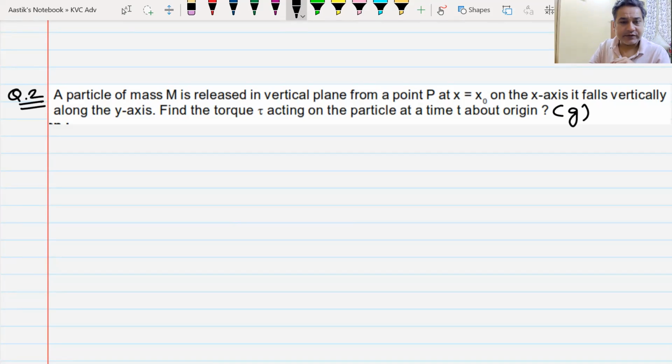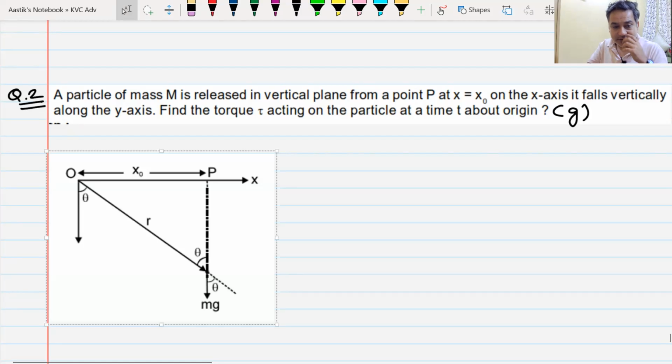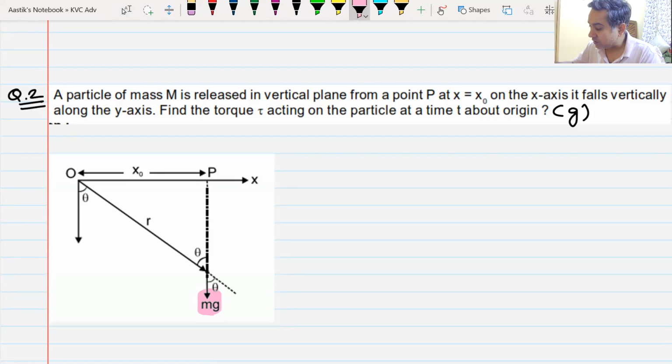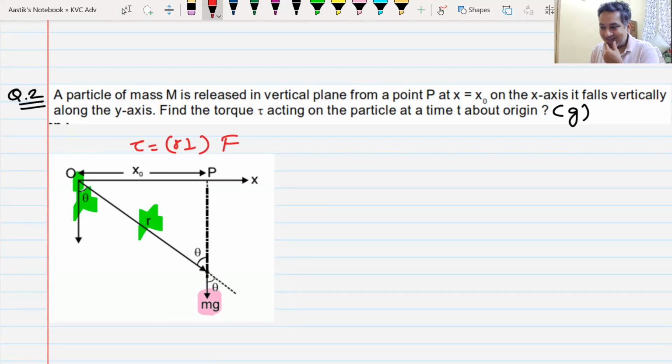This question is pretty simple. If you can draw the diagram correctly, it is pretty simple. Once you understand the diagram, I'll show you the diagram here. This is your weight, mg. You have to calculate the torque about this point O. You don't have to find out the value of this R. You don't have to find the value of this theta. What you have to do is just apply the concept: torque is R perpendicular multiplied by F. Yes or no? Yes, sir.